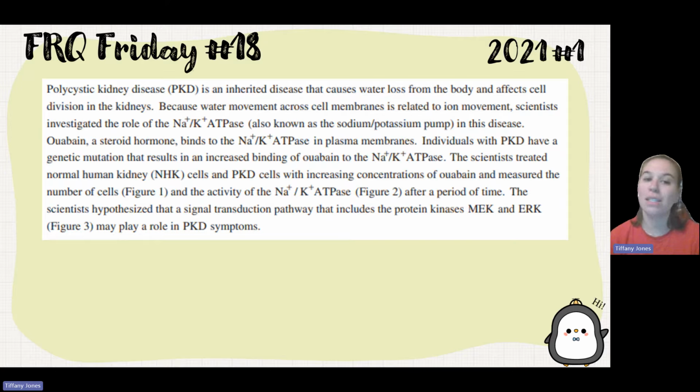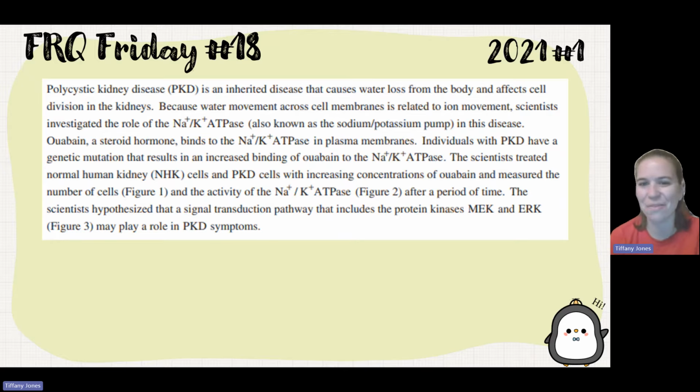The albumin, a steroid hormone, binds the sodium potassium pump in the plasma membranes. Individuals with PKD have a genetic mutation that results in increased binding of albumin to the sodium potassium pump. The scientists treated normal kidney cells and PKD cells with increasing concentration of albumin and measured the number of cells and the activity of the ATPase. After a period of time, the scientists hypothesized as a cell transduction pathway that includes the protein kinases MEK and ERK may play a role in PKD symptoms.